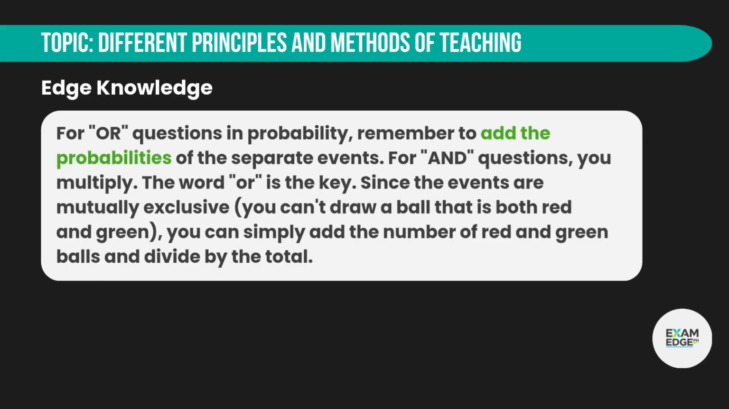Edge knowledge. For OR questions in probability, remember to add the probabilities of the separate events. For AND questions, you multiply. The word OR is the key. Since the events are mutually exclusive, you can't draw a ball that is both red and green. You can simply add the number of red and green balls and divide by the total.